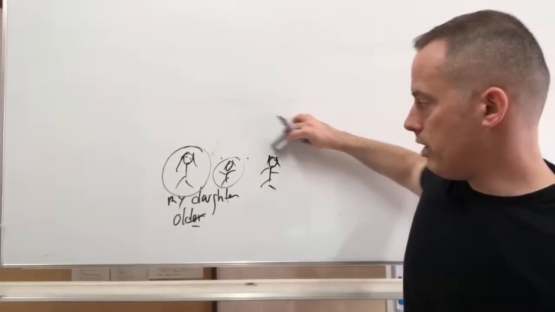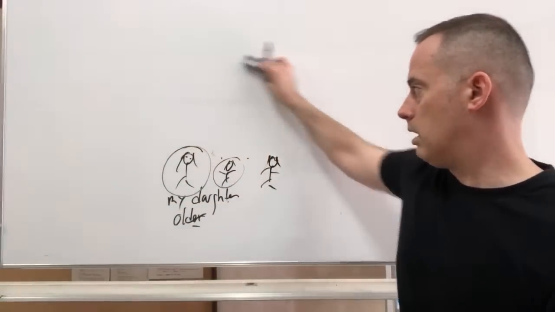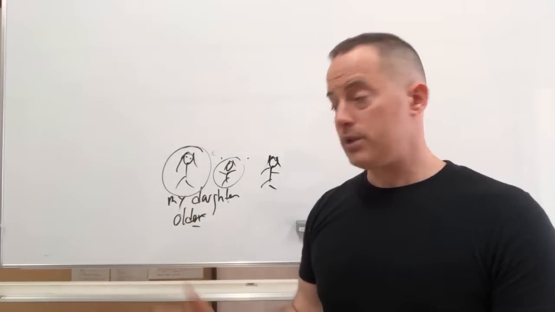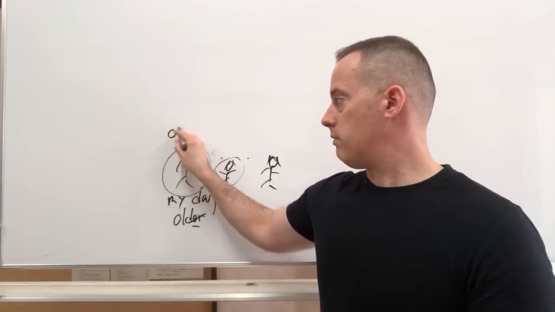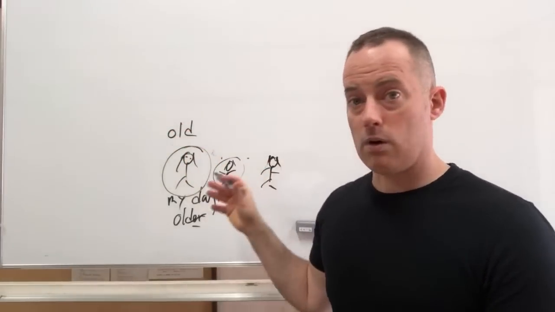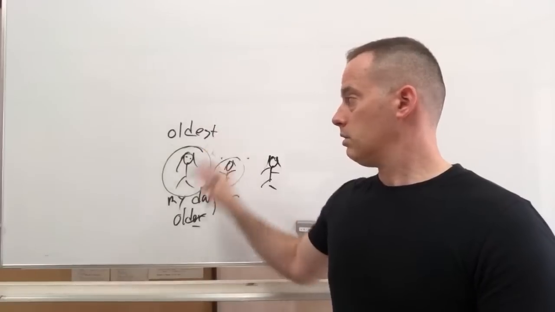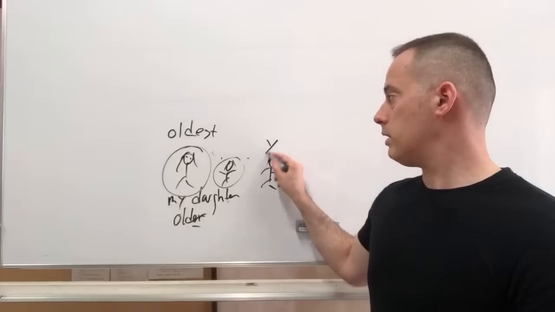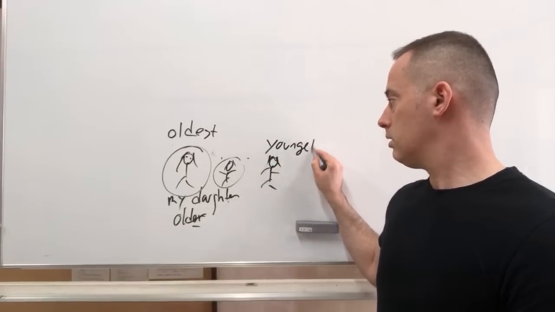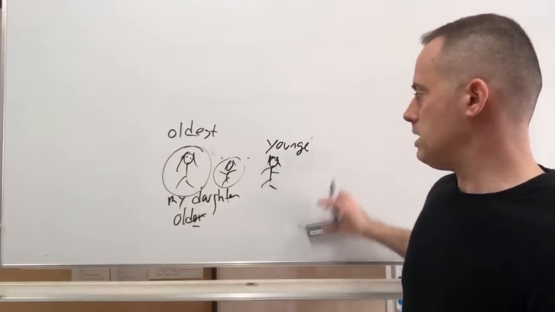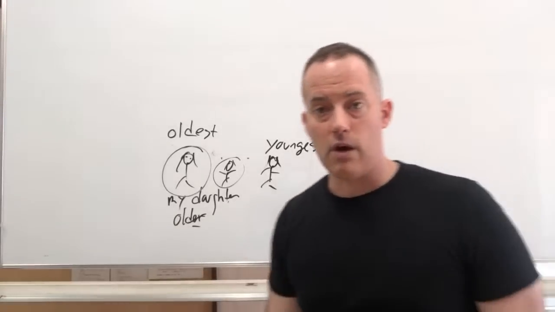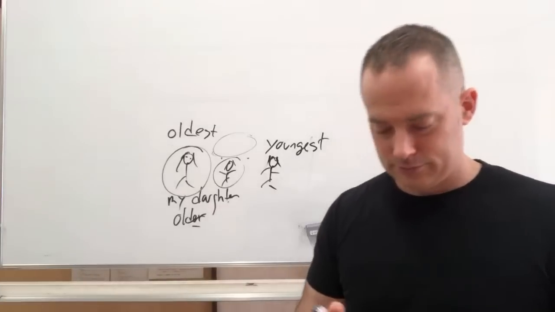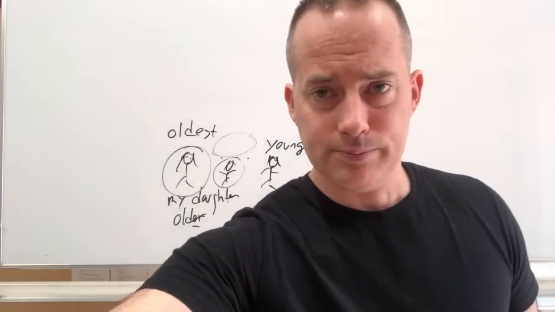So as usual, there are many ways to express certain things, but this is a very simple one. If we have three daughters or more, the oldest, so this is my oldest daughter, and we have the youngest, E-S-T, my youngest daughter. And what do you think that one is? I'll give you a moment to see if you can figure that out.